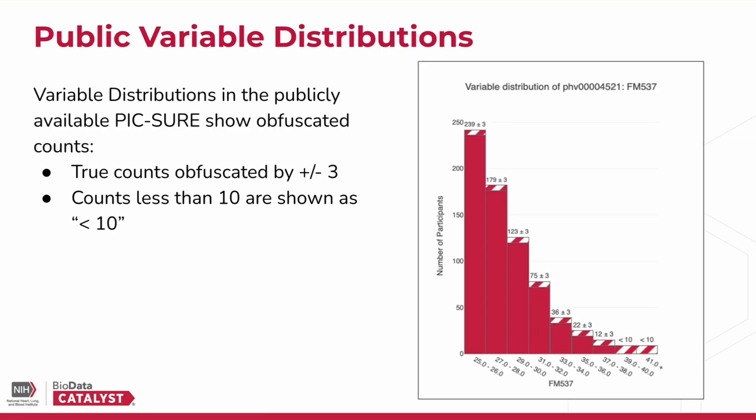While you are able to use the Variable Distributions tool in both the public and authorized versions of PIC-SURE, there are some slight differences between these graphs. The graphs from the logged in or authorized version of PIC-SURE will show the true counts. To protect the participant level data in the public version of PIC-SURE, these graphs are obfuscated. Counts greater than 10 may be obfuscated by plus or minus 3, while counts from 0 to 9 are shown as less than 10.